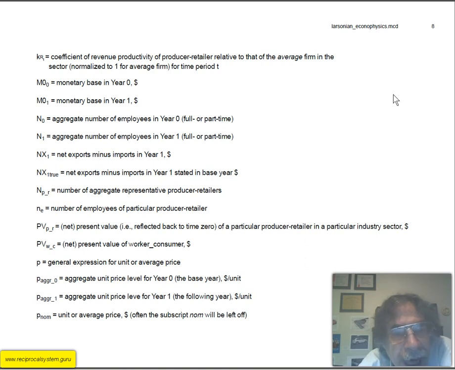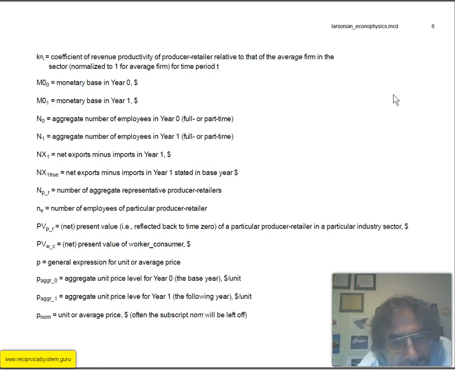Capital N sub 0 equals aggregate number of employees in year 0, full or part-time. Capital N sub 1 equals aggregate number of employees in year 1, full or part-time. And X sub 1 equals net exports minus imports in year 1, dollars. And X sub 1 true equals net exports minus imports in year 1, stated in base year currency.